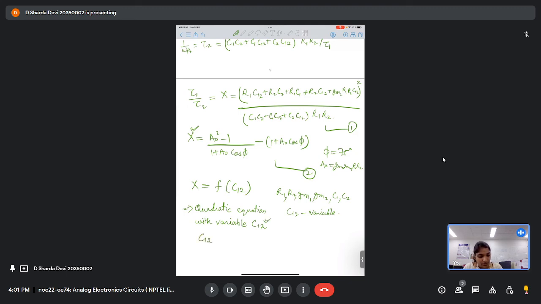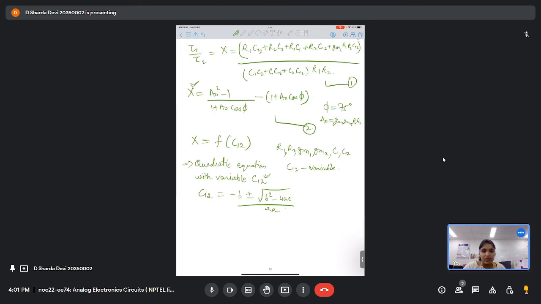So we have to solve the equation, and we'll get it like minus b plus minus root of b square minus 4ac, by 2a, as we simply solve the quadratic equation. So we'll get the values for the capacitance. In this we'll get two values for C12. One value will be minus 2.288, whereas the other value is minus 1.38.